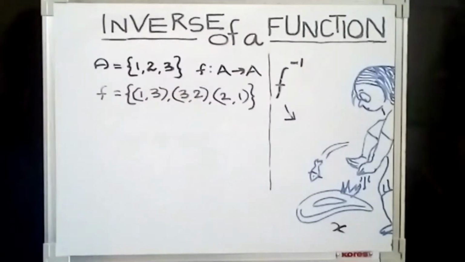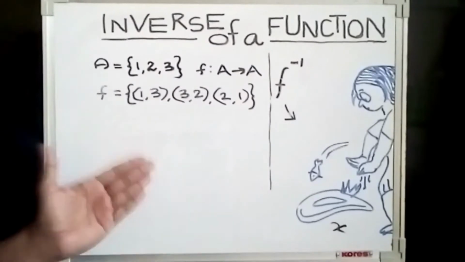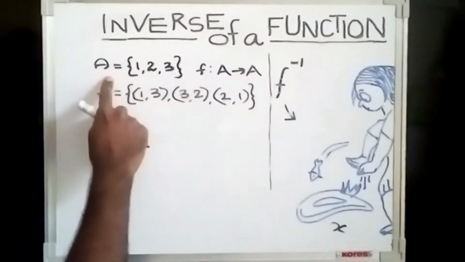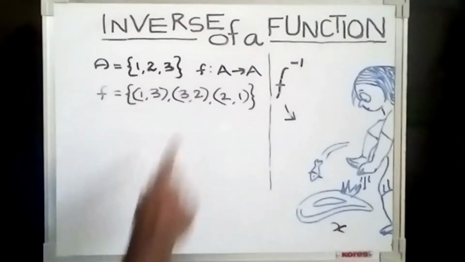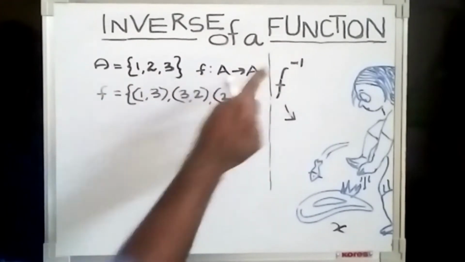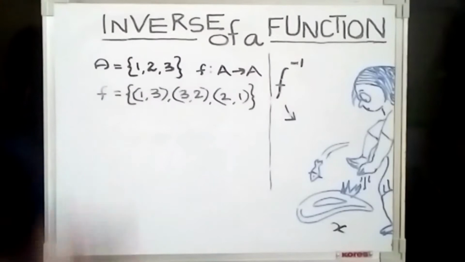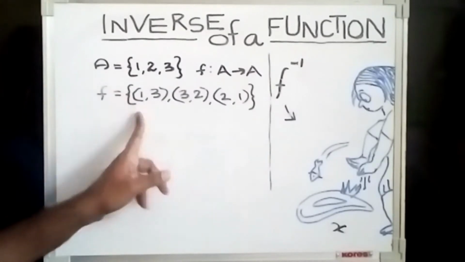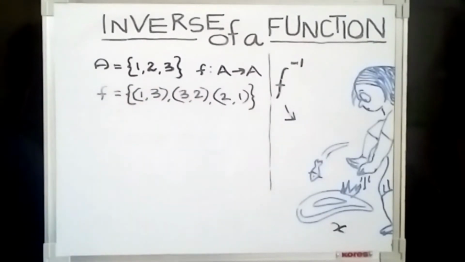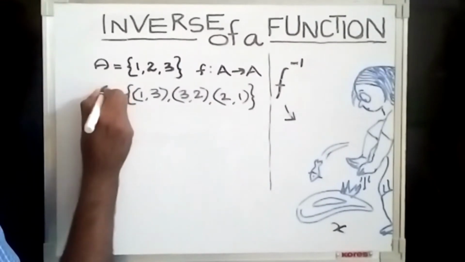Now let us come to a theoretical problem. Let A equal the set {1, 2, 3}. A contains 3 elements 1, 2 and 3. And let f be defined from set A to set A itself. We are given a function f equal to the set {(1, 3), (3, 2), (2, 1)}. We have to find what f inverse is.